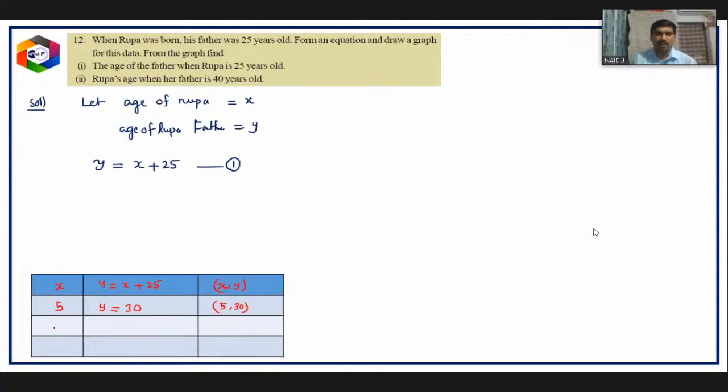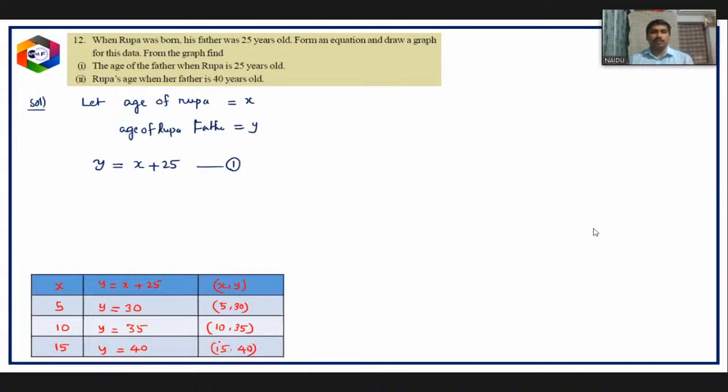Is it clear, children? Now x equals 10. This time, instead of taking 1, 2, 3, I am taking a gap of 5. Since the question also has 25 and 40, it is better to take multiples of 5. So y equals 10 plus 25, which is 35. So the point is (10, 35). And now x equals 15. So y equals 15 plus 25, which is 40. So the point is (15, 40).